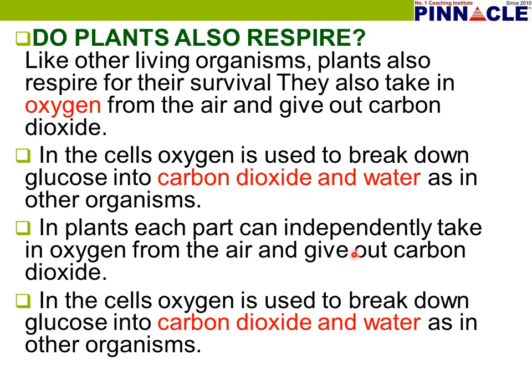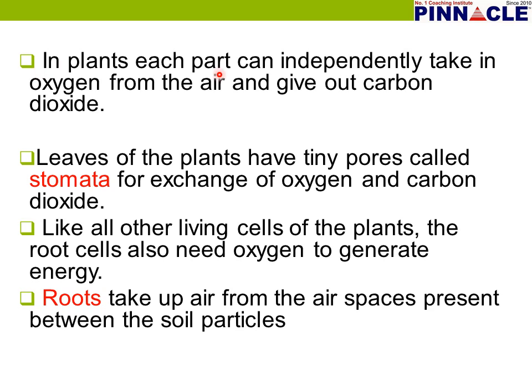In plants, each part can independently take in oxygen from the air and give out carbon dioxide. In the cells, oxygen is used to break down glucose into carbon dioxide and water, as in other organisms. This is important: respiration also takes place in plants. Leaves of plants have teeny pores called stomata, which are used for exchange of oxygen and carbon dioxide. Like other living cells of the plants, the root cells also need oxygen to generate energy.